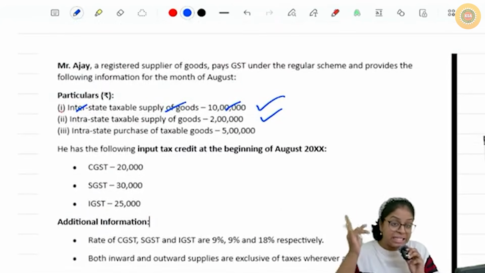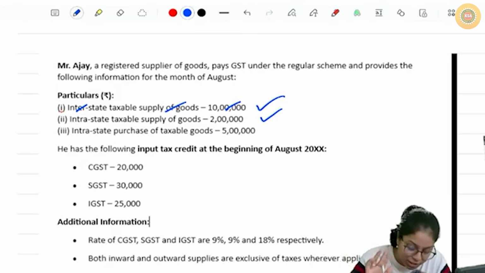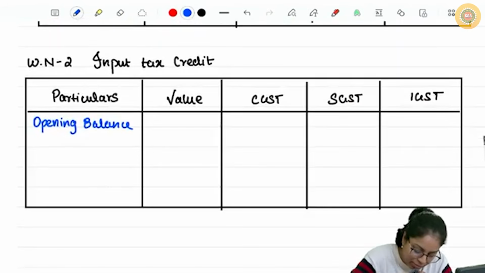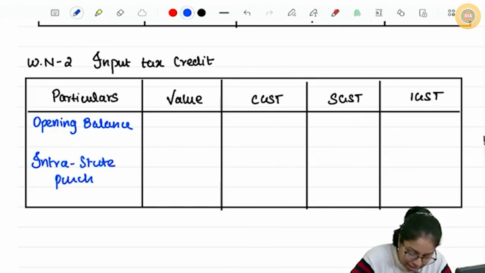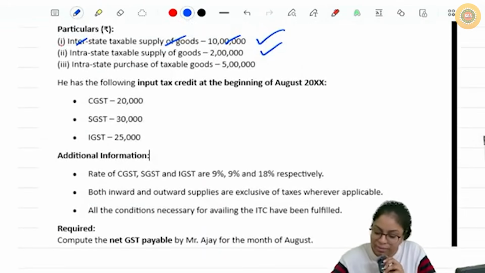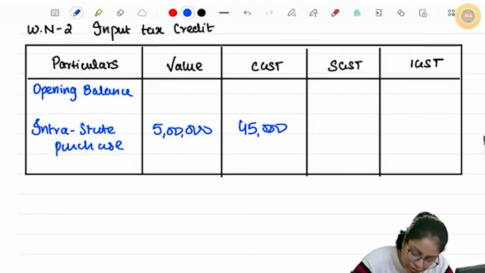Now third, it is intrastate purchases. That means I can only claim ITC. Correct? It's my purchase. It is not my sale. Value is rupees 5 lakh. Since it is intrastate, what will be applicable? CGST and SGST. So 5 lakh into 9%, 45,000, 45,000, nil.